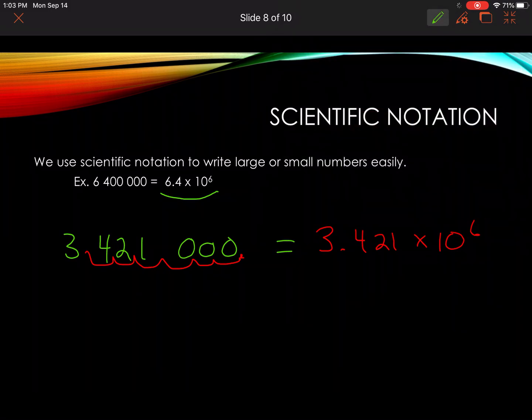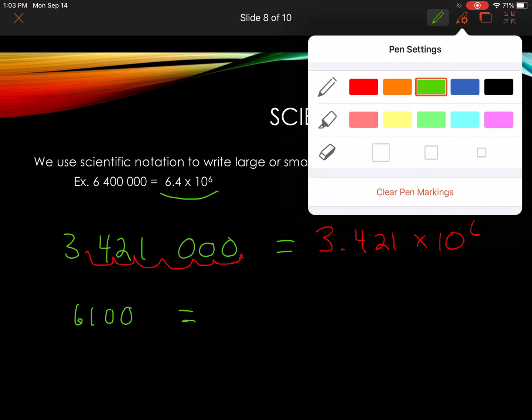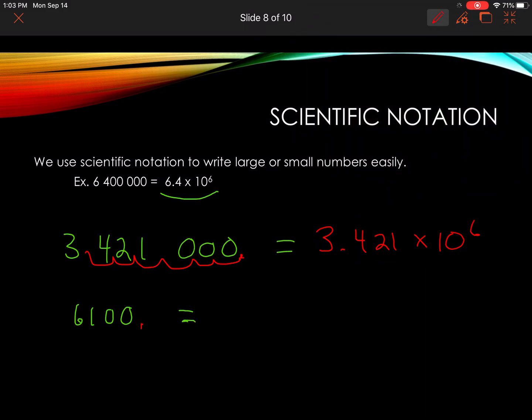Okay, if I had 6,100 and I wanted you to write that in scientific notation. Again, I'm going to put the decimal here and move it over, 1, 2, 3. Typically, with scientific notation, you just have one digit followed by the decimal, so you move the decimal over until you only have one digit left. So this is going to be 6.1 times 10 to the 3rd, because I moved it over 3 spots. So this is how these work.